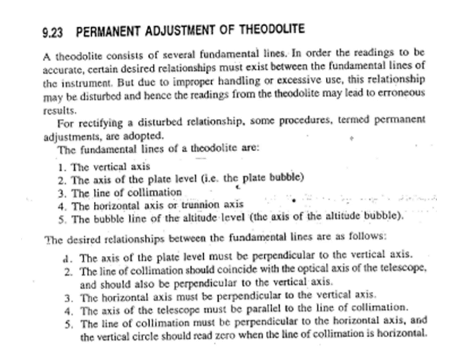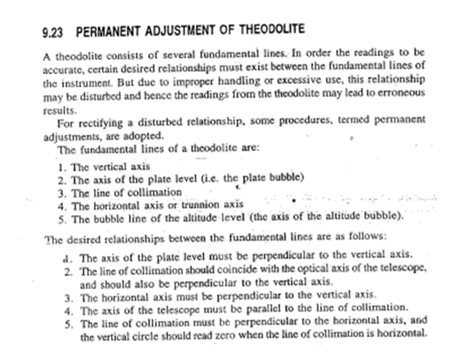A theodolite consists of several fundamental lines. In order for the reading to be accurate, certain desired relationships must exist between the fundamental lines of the instrument. But due to improper handling or excessive use, this relationship may be disturbed and hence the reading from the theodolite may lead to erroneous results. So for rectifying a disturbed relationship, some procedures termed parameter adjustment are adopted.